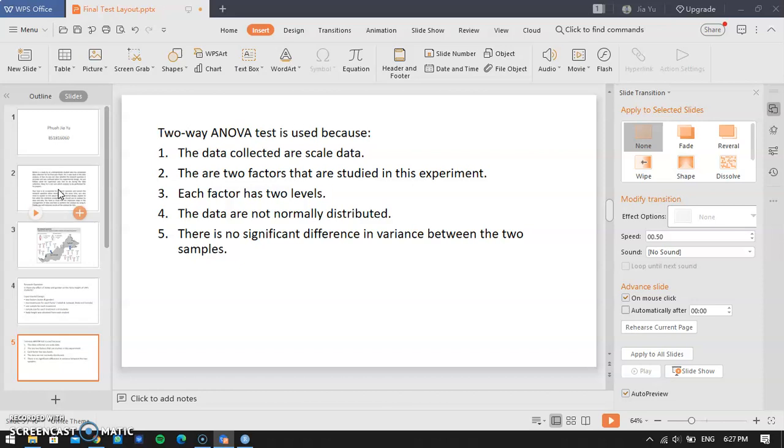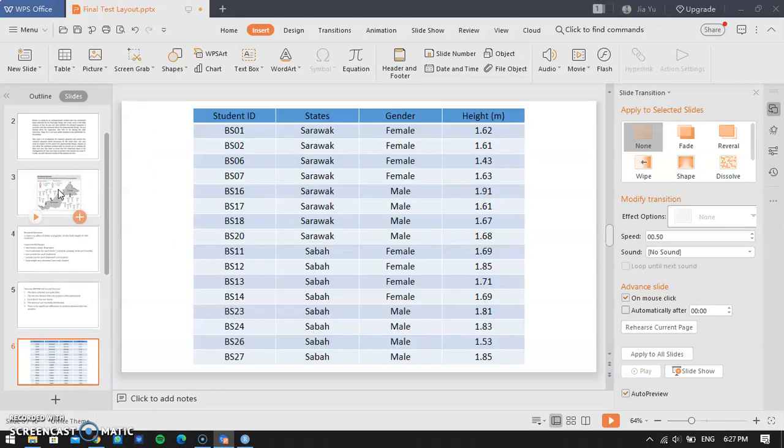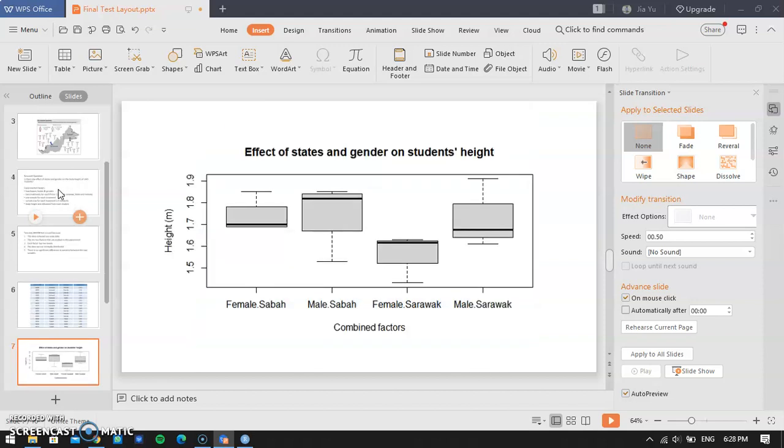I'm using two-way ANOVA test for this, as the data collected are scale data. There are 2 factors that are studied in this experiment. Each factor has 2 levels. The data are not normally distributed. There is no significant difference in variance between the 2 samples. And this is the table for my results. And this is the box plot I made using the R calculator.